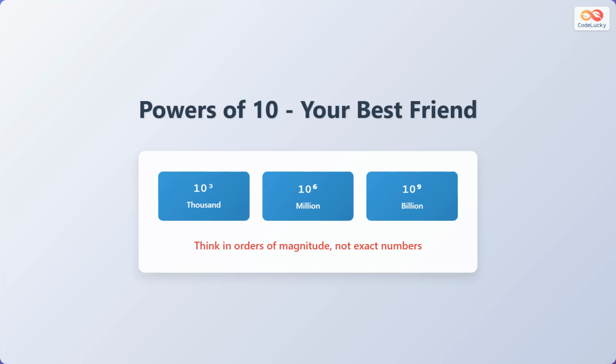When doing back-of-the-envelope calculations, powers of 10 are very useful. Knowing these powers can drastically simplify your estimations. 10 to the power of 3 is 1,000. 10 to the power of 6 is 1 million. 10 to the power of 9 is 1 billion. The golden tip to remember is to think in orders of magnitude. Round numbers to the nearest power of 10. Focus on the scale rather than precise values.